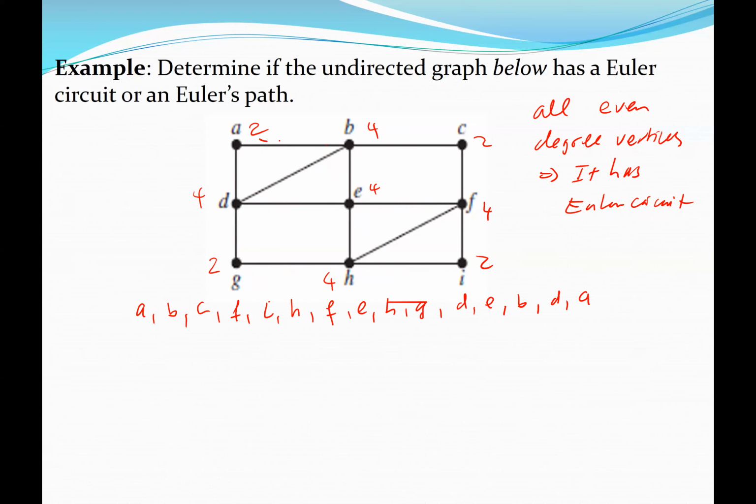All right, let's start that again so you can see. We start with A, and then we go to B, then C, then F, then I, then H, then back to F again, then E, then back to H here, then G, then D, then back to E, then E back to B, then B back to D, and then back to A. So we are back at A. You can see that we cover all the edges exactly once. There's no overlap between any edges.